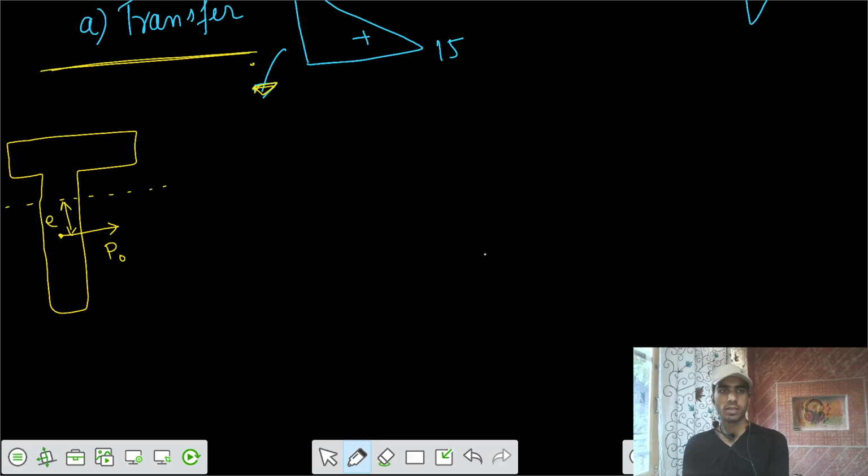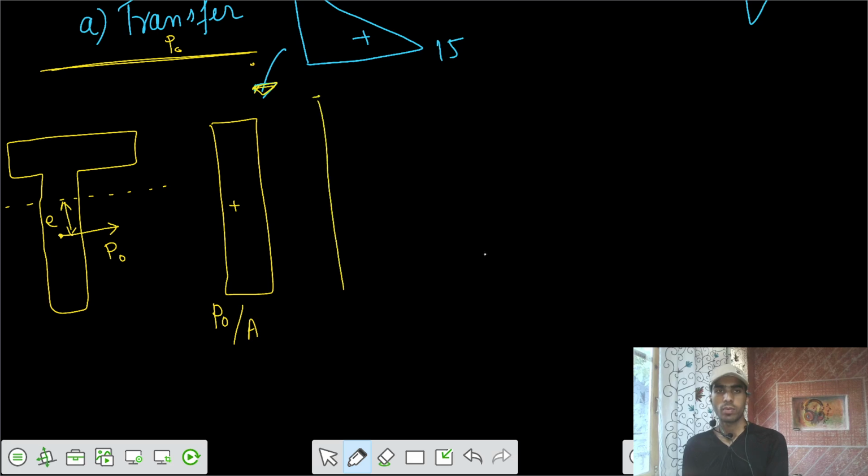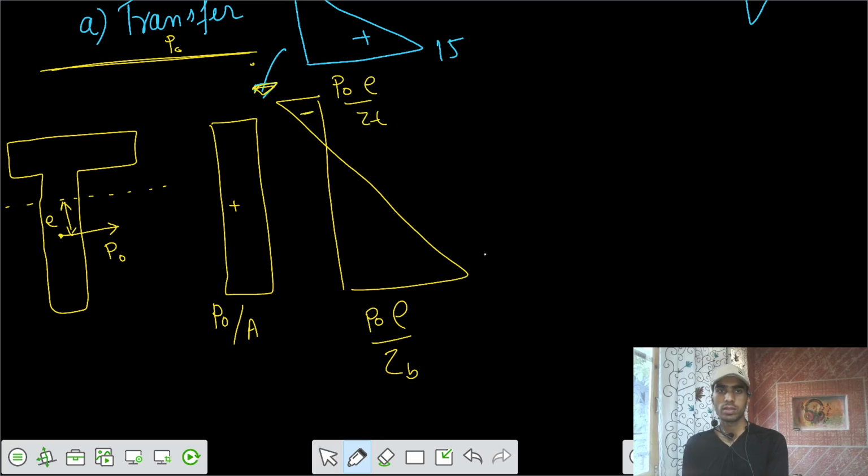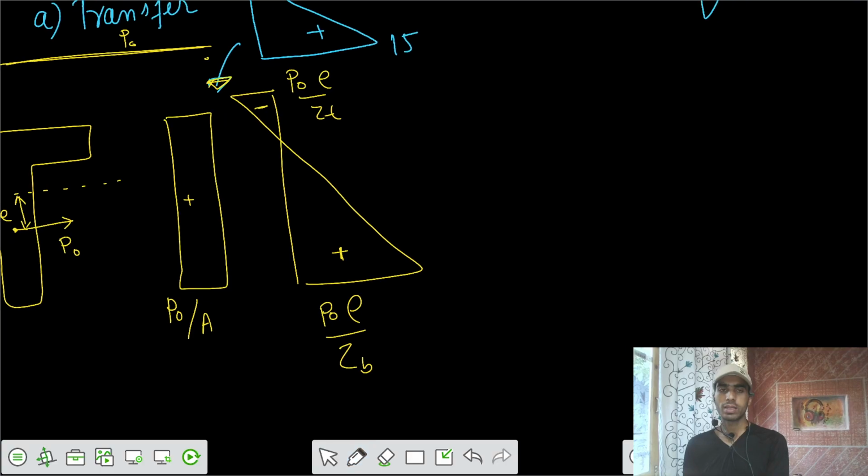and let's calculate for the transfer stage. So your force at the transfer is P naught. The first stress is P naught by A, the area of cross section, and after that we have top tensile, bottom compressive. So this is P naught E by Z bottom, this is P naught E by Z top, this is tensile, this is compressive.